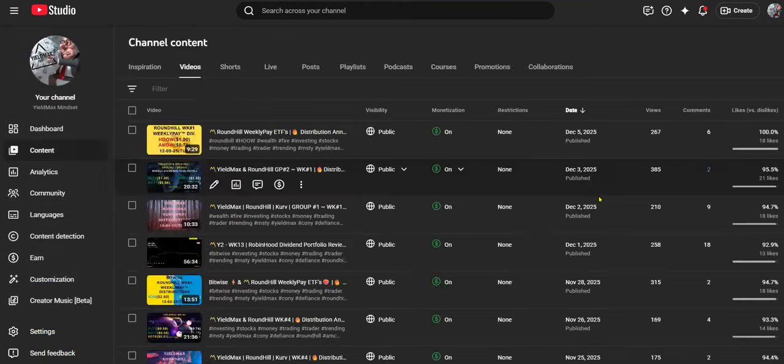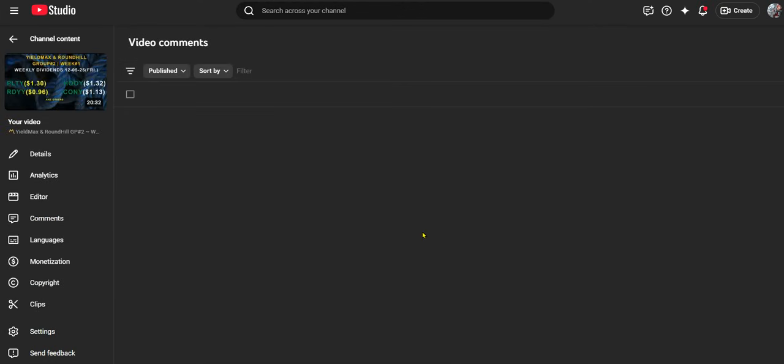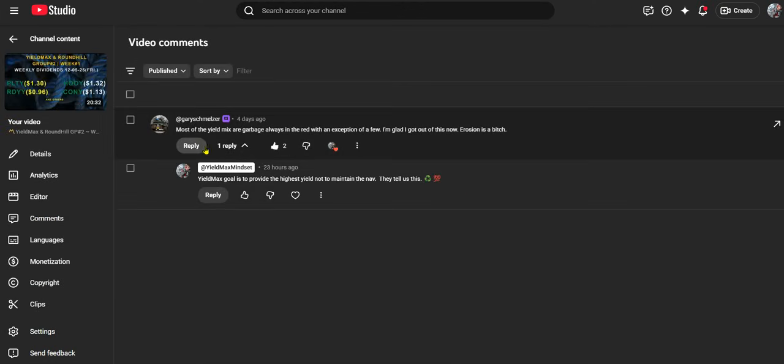Alrighty. Next, we got this one. All right. Gary says, most of the YieldMax are garbage, always in the red with exception of a few. I'm glad I got out of them now. Erosion is awful. YieldMax's goal is to provide the highest yield, not to maintain the NAV. They tell us this in what they call the white sheets, the prospectus or something. I can't remember what the word is.